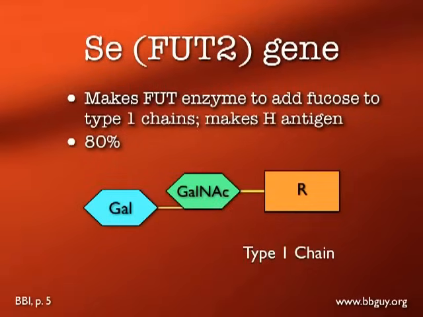When we're talking about type 1 chains, in order for a type 1 chain to do anything in the ABO blood group system, the first thing that has to happen is you have to have the action of a particular gene product.